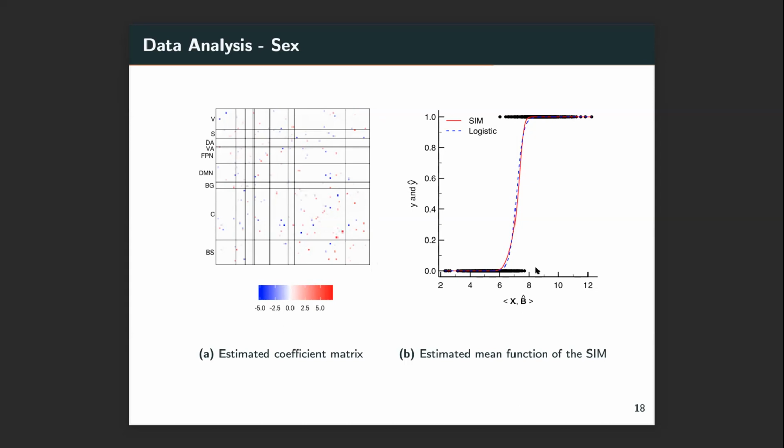But on the right, we have the estimated mean function of the single index model. And because this is a logistic function here, it's kind of hard to see the deviation, but there is actually evidence of slight nonlinearity here when you look at the metrics.